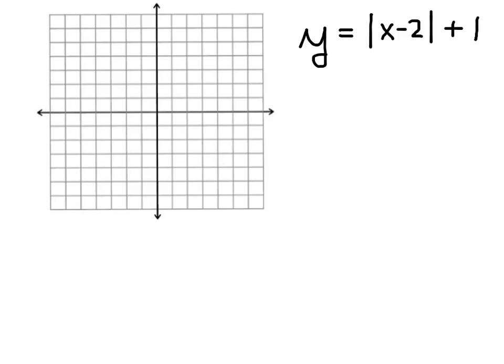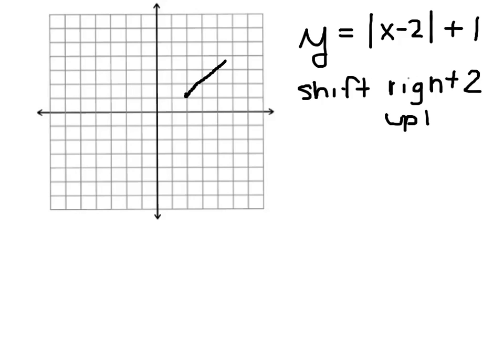And this graph is shifted to the right 2. And you should know your shifting rules from Algebra 2 last year. If you don't, you can come in and see me after school. It's also shifted up 1. And so I'm going to go right 2, up 1. And then I'm going to draw the graph in. This one has a slope of 1.